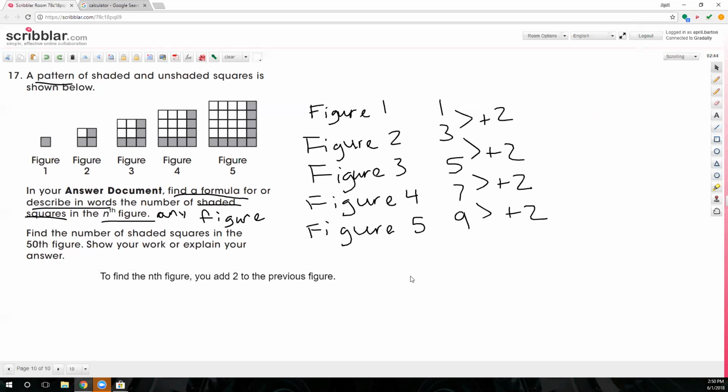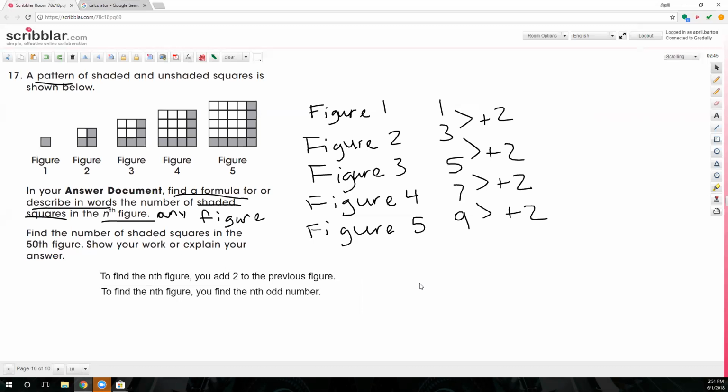1, 3, 5, 7, 9, they're all a special kind of number. What would we call these numbers when they're all good? They're all odd numbers. So a second way to write this, to find the nth figure, you find the nth odd number. There's usually multiple ways to answer this correctly.